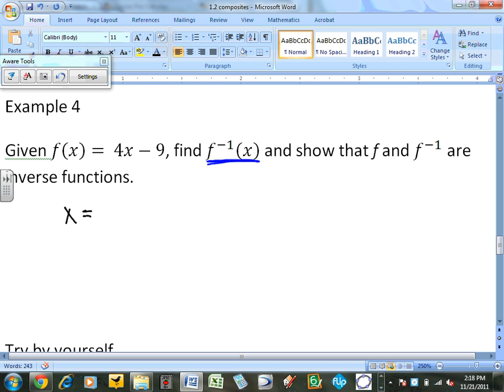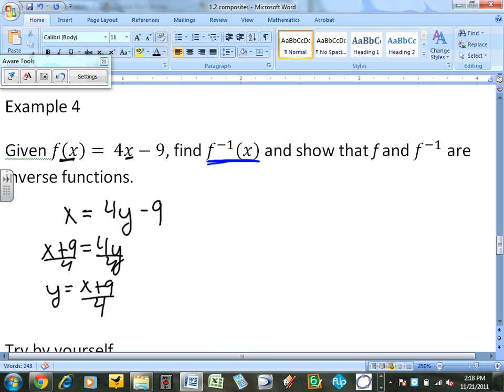So x equals 4y minus 9. I change this to a y, change this to an x. You switch the x's and y's, that means inverse. Solve for y again, so we're going to add 9. x plus 9 equals 4y. All right, so we get y equals, divide by 4, x plus 9 divided by 4. Okay, so that would be your inverse, denoted by f to the negative 1, so f inverse equals x plus 9 over 4.